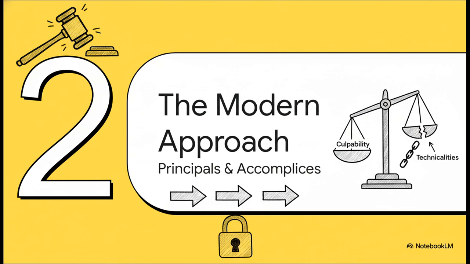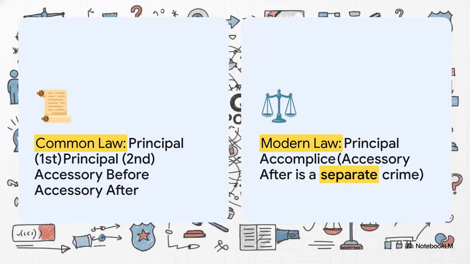Okay, so the old way was a mess. How did the law evolve to fix all this? Well, to get rid of those loopholes and technicalities and just focus on who was actually to blame, most places moved to a much more streamlined, modern approach. And this slide just lays out the simplification perfectly. The modern approach basically took those first three roles, the doer, the lookout, and the planner, and collapsed them into two main groups, principals and accomplices. And that person who helps after the crime, they're now dealt with in a completely separate way.